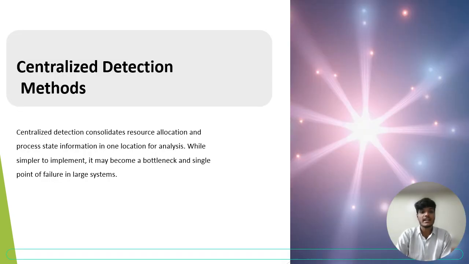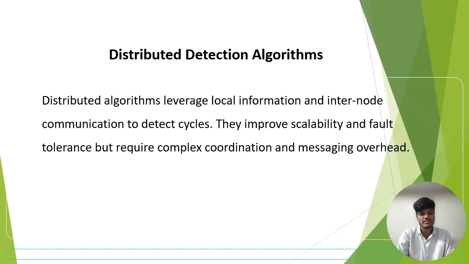Next, centralized detection methods. Centralized detection consolidates resource allocation and process state information in one location for analysis. While simpler to implement, it may become a bottleneck and single point of failure in larger systems. Next, distributed detection algorithms.